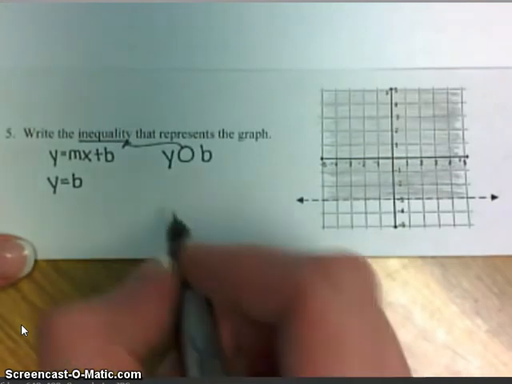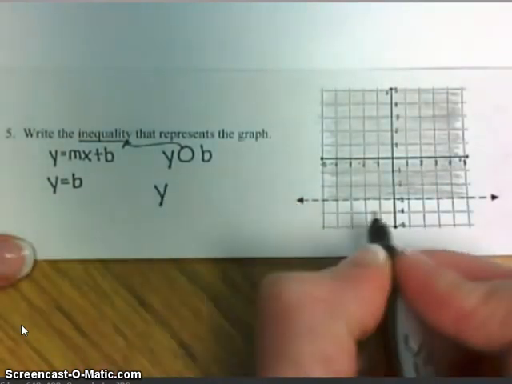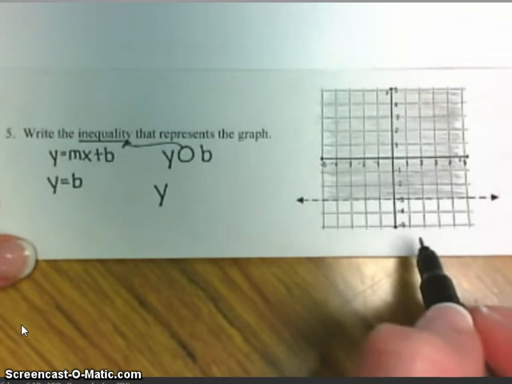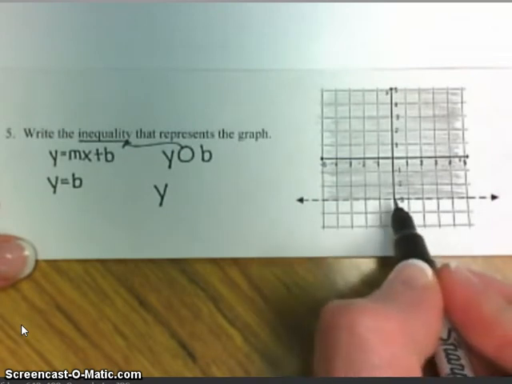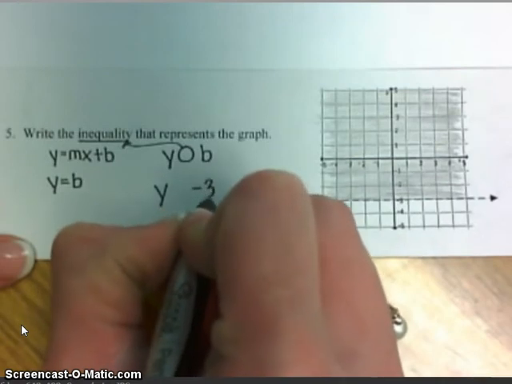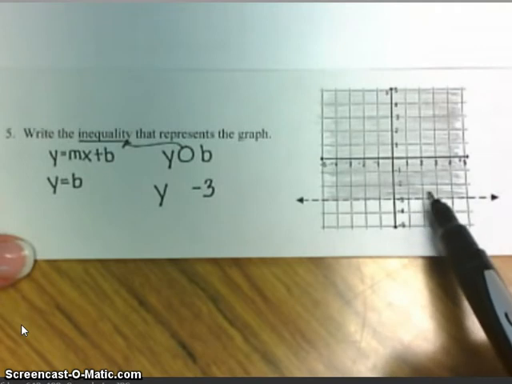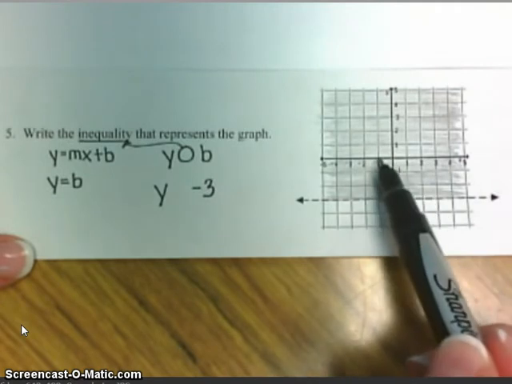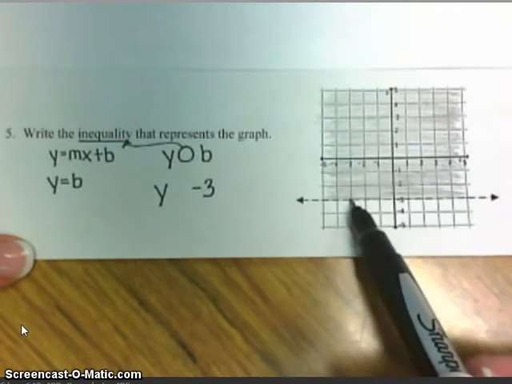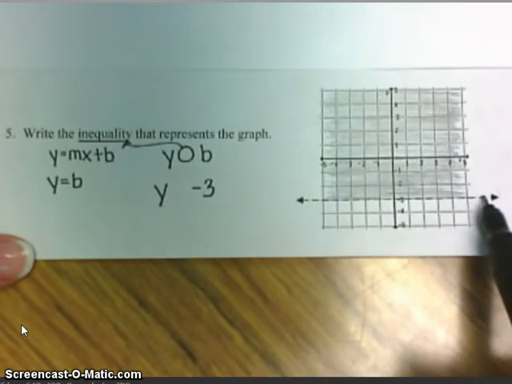All right, so let's analyze this. I know I've got y. What is my y-intercept? Where does this line cross the y-axis? For this problem, it crosses at -3. And if you notice, it's going to be -3 no matter what. Y is always -3. 2, -3, there's that point. -3, -3, there's that point. So y is always -3 on this line.